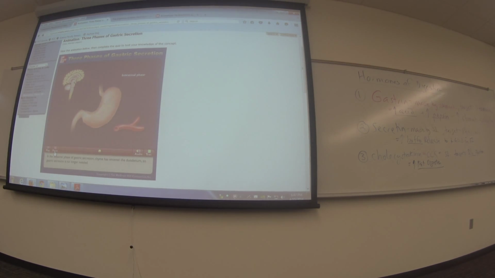We're now in the intestinal phase of gastric secretion. Chyme has entered the duodenum, so gastric secretion is no longer needed. When the chyme contains lipids from the digestion of fats or contains enough hydrochloric acid to bring its pH below 2, gastric secretion is inhibited. See that last sentence right there? Gastric secretion is inhibited. I'm trying to turn off the stomach when I'm in intestinal phase.